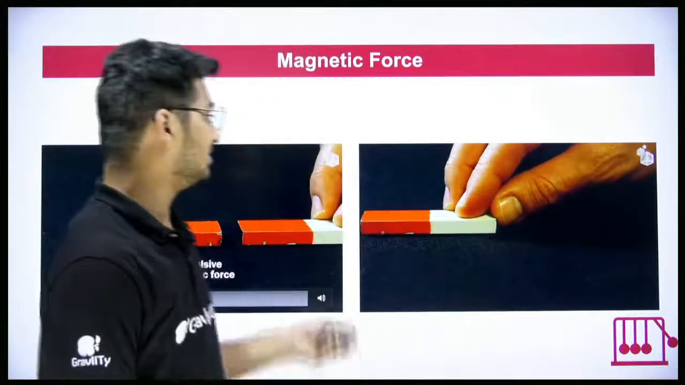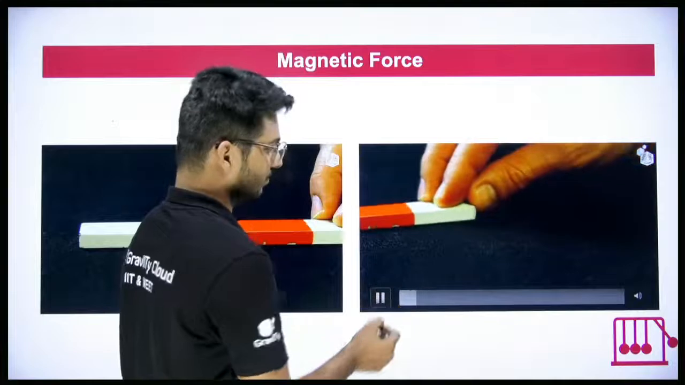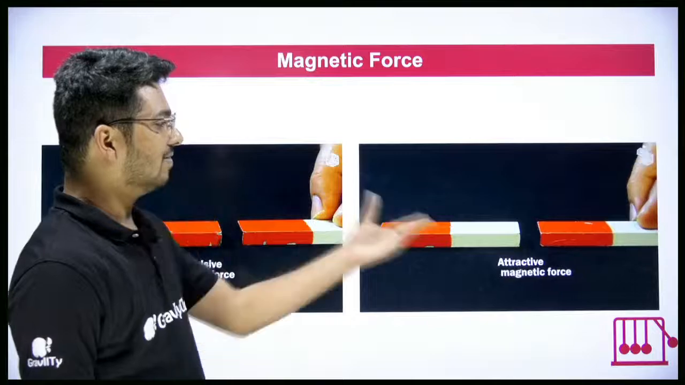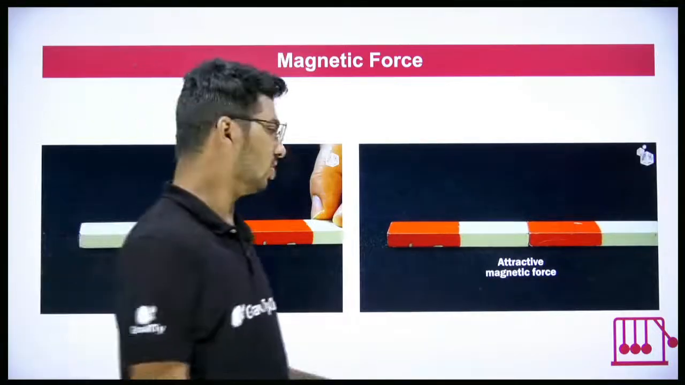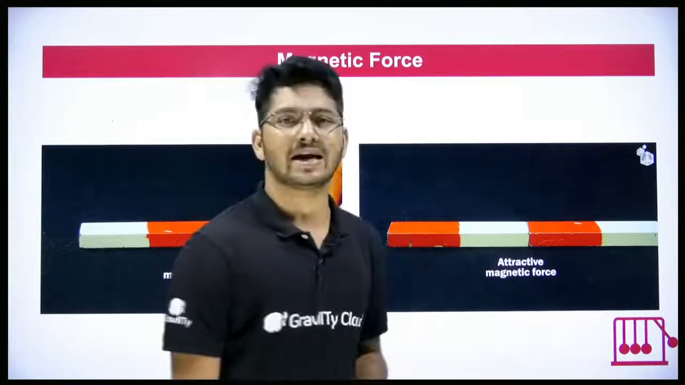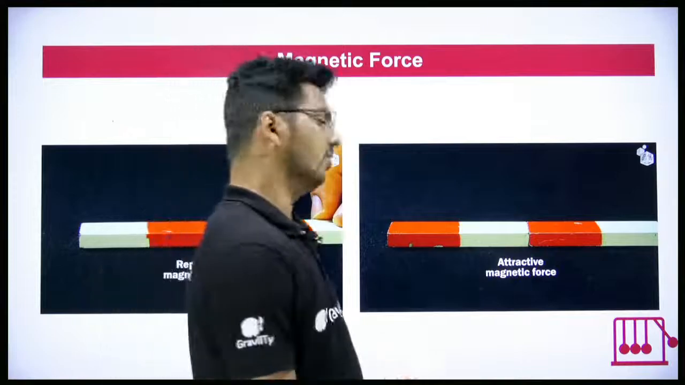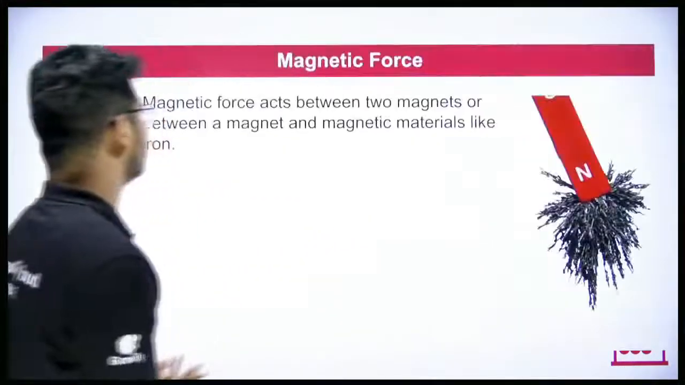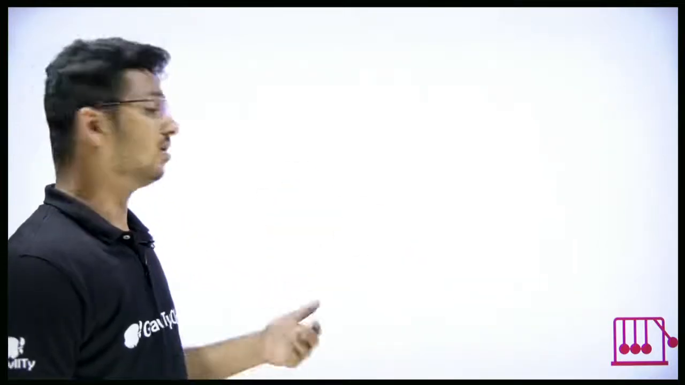But if I go with the other case, this case here, see what's happening. What's happening here? They attract. They are getting attracted, yes or no? So that is the example of attractive magnetic force. So you know where it happens. Like poles repel each other, unlike poles attract each other. Simple. One thing you could have noticed in the videos is that the magnets attracted or repelled each other even when they were not touching each other.